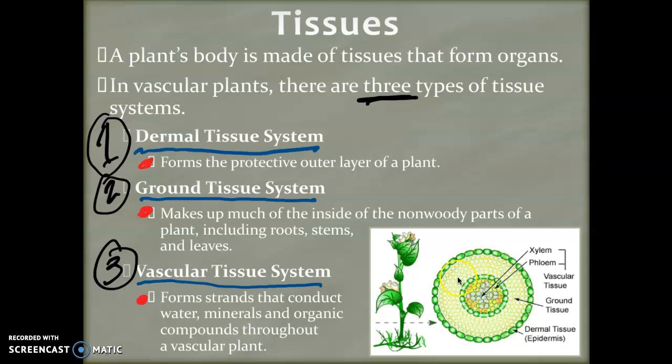And finally, you have your vascular system, right? So you have things that are transporting water, minerals, and organic compounds. These organic compounds are most likely sugar, could be proteins, nucleic acids, anything that we talked about in the first section of the year. Those are the 3 main types of tissues.